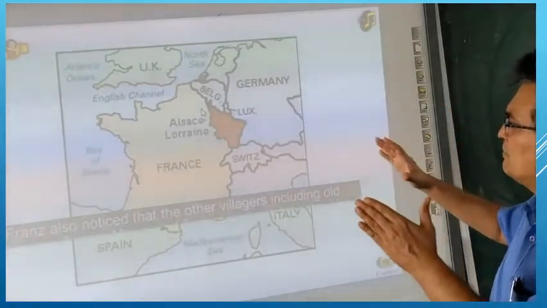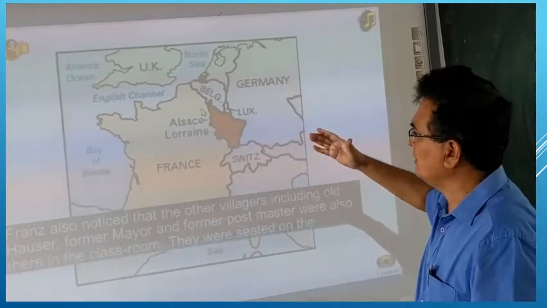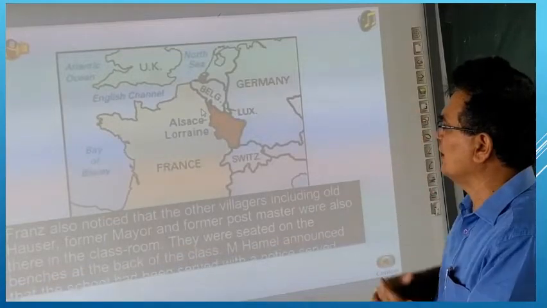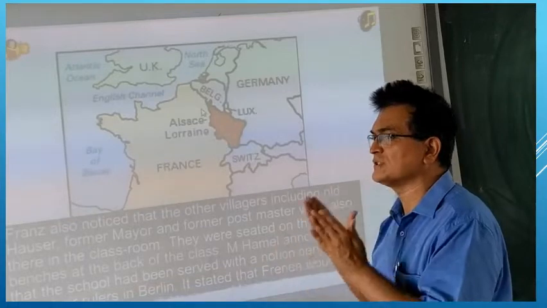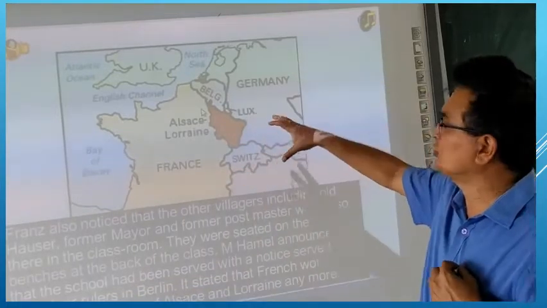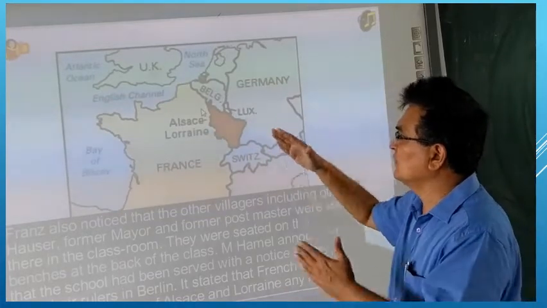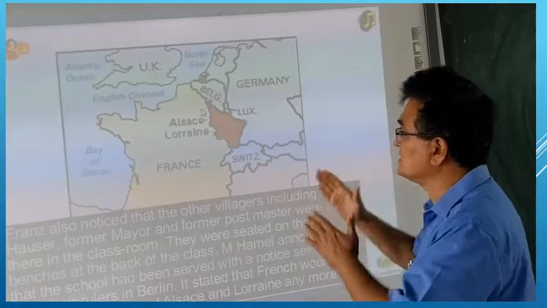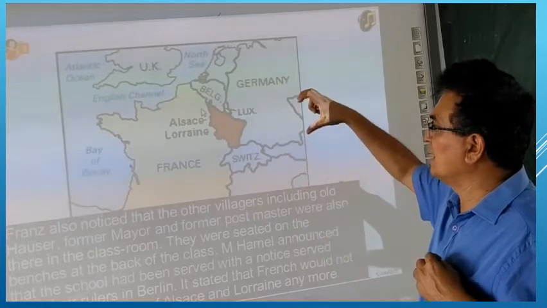Now in this map we can see Alsace and Lorraine, which later became part of Prussia. And remember, the scenes of the First World War were shown in the Franco-Prussian War. The kind of treatment France got from the Germans is the reason the First World War took place.